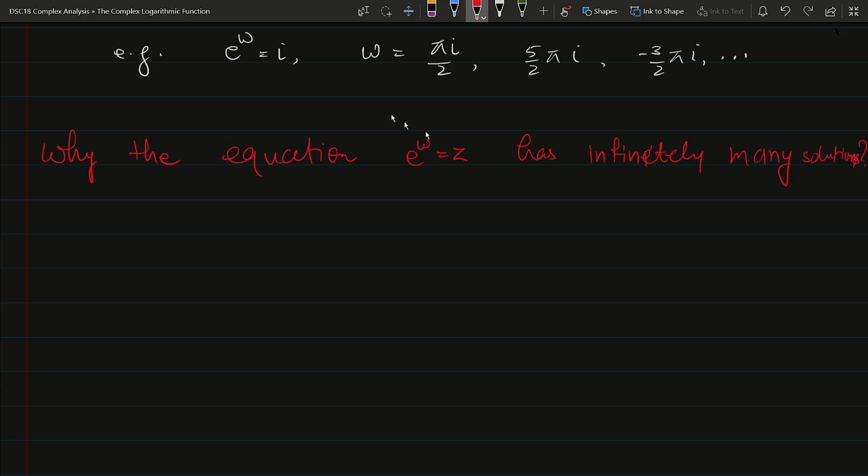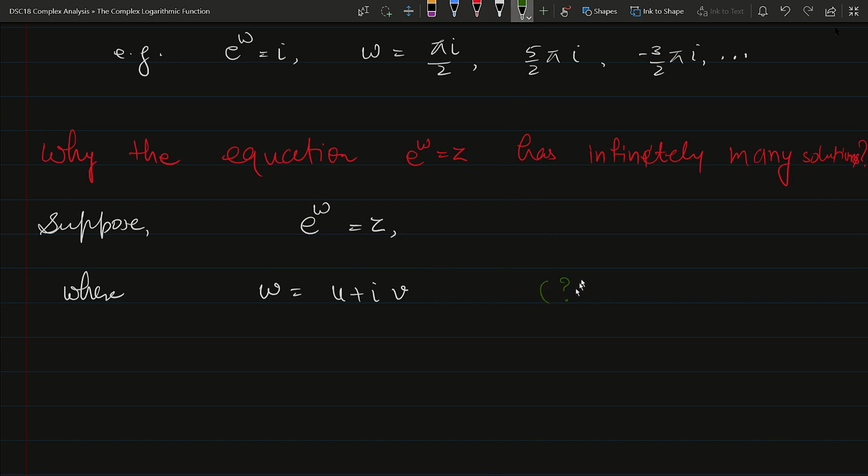Okay, now suppose if you want to choose this w as u plus iota v, then we need to identify u and v. Okay, so let us have this discussion. So suppose that we have e to the power w equals to z where this w is equals to u plus iota v. This u is the real part of this w and v is the imaginary part of w. हमें इस w को ही आइडेंटिफाई करना है. एक्चुअली ये जो इक्वेशन है वो w के लिए ही सॉल्व होना है.